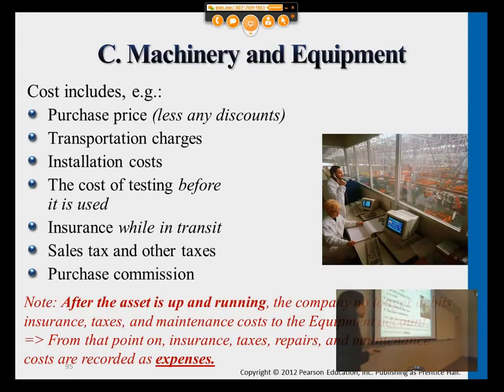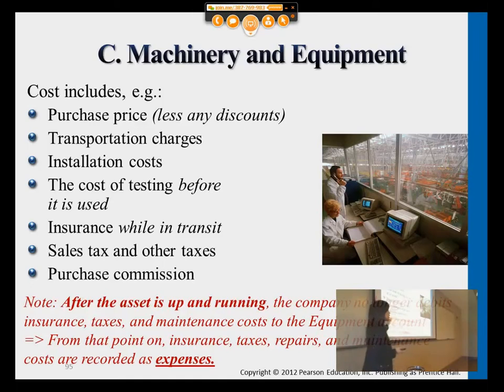Okay, now you have to keep this note in mind also. Up to now we have been talking about the capitalization of assets, meaning all the costs of the asset to help it start being used in the business. If the asset has already been used in the business for some time, manufacturing the products or moving around the products in the warehouse, after that point, any repairs and maintenance that are routine, for example an oil change or battery change, will be considered expenses.